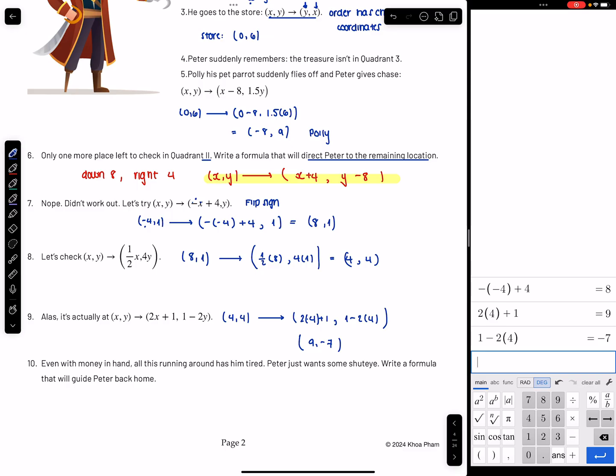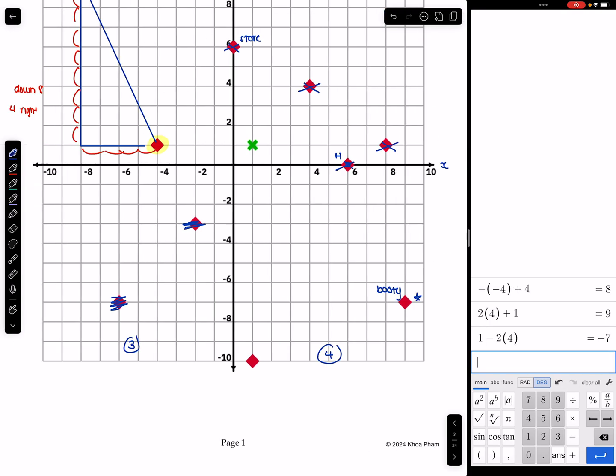Even with the money in hand, all this running around has him tired. Peter just wants some shut-eye. Write a formula that will guide Peter back home. So home here is there. And so we can move like this. We can form a triangle like this. And so this is 1, 2, 3 left. And then 1, 2, 3, 4, 5, 6, 7 up.